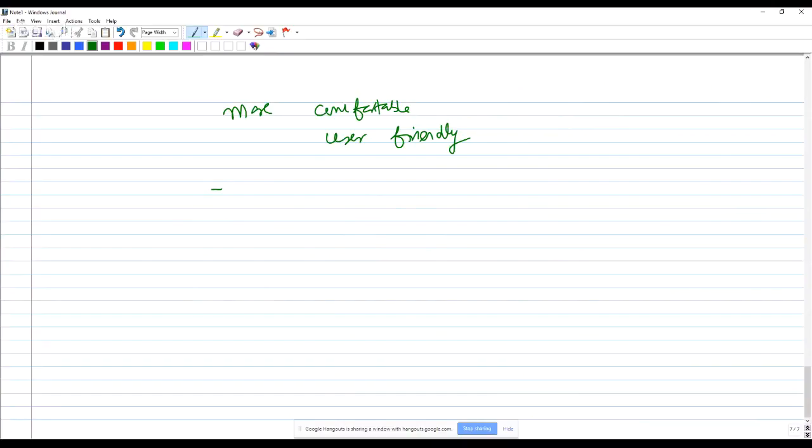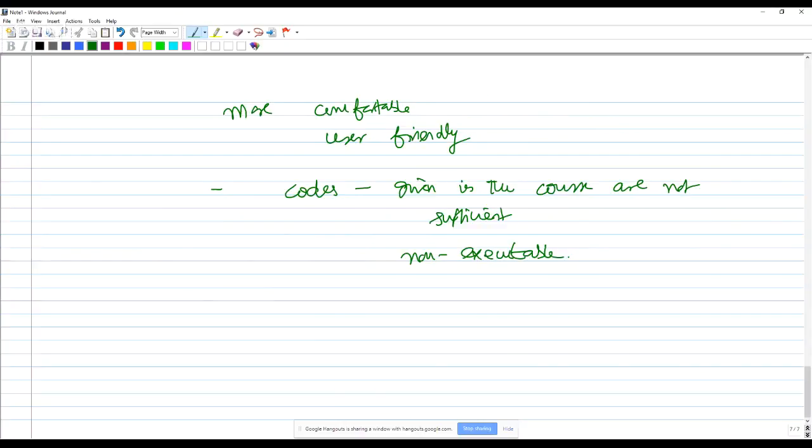If you really feel that the computer codes given in the course are not sufficient or non-executable, I urge you to follow the basic tutorials given by MATLAB in the beginning of this course to really follow the coding procedures.